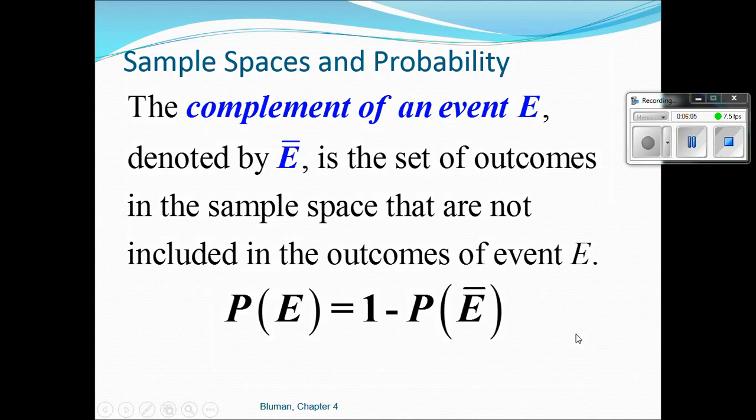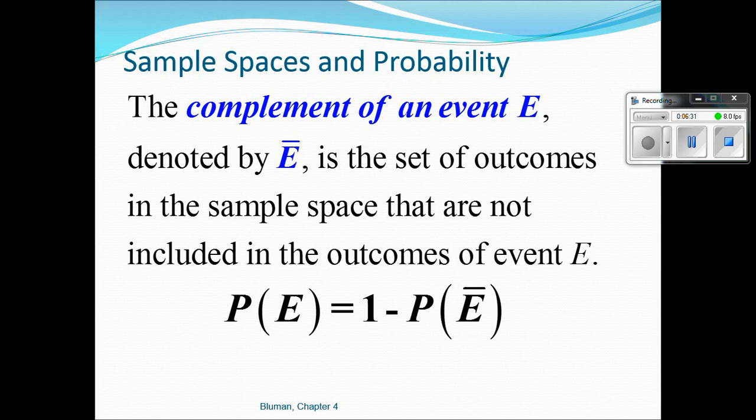Now we're going to look at something called the complement of an event. Whatever that event is, it's E. The complement of it is denoted by E bar, a bar above E. That's the complement of E. It's the set of outcomes in the sample space that are not included for event E.